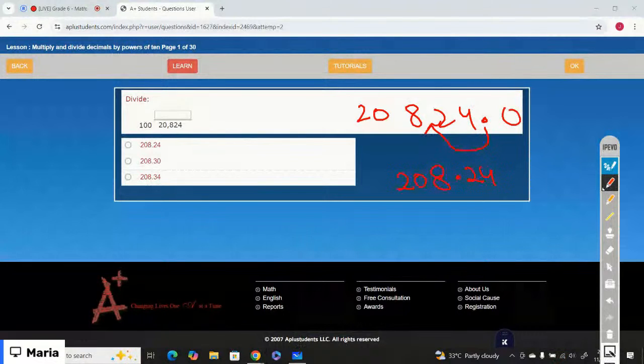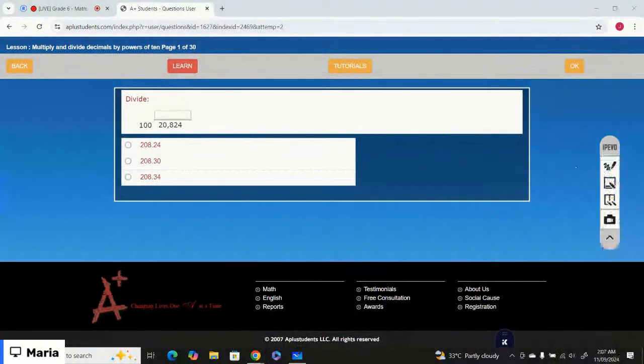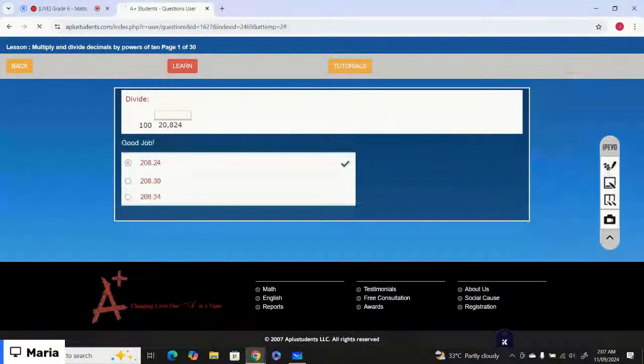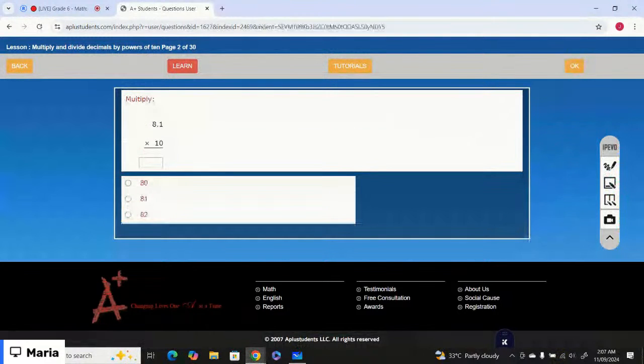I've already shown how to divide using the long division method. If you want to do it using the long division method, then you can, but understanding the concept of moving the decimal point is very easy. So that is 208.24. Option number one is the correct option. The digits are exactly the same, just the position of the decimal point is changed, right?